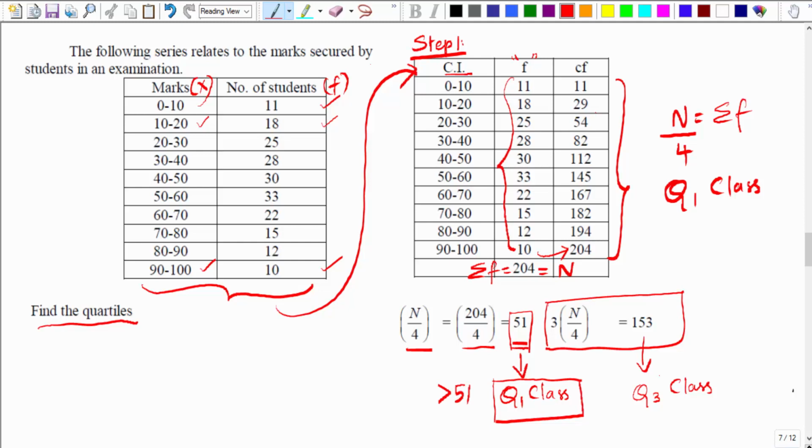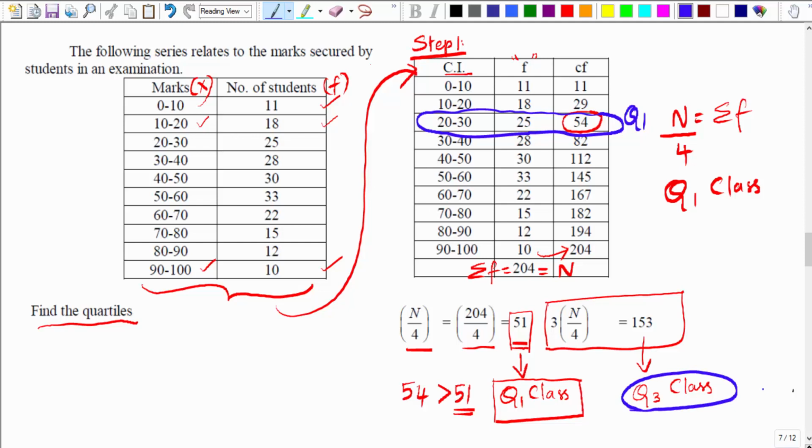If you notice here, you have the value 54, which is just greater than n by 4, 51. So we'll select this particular value. Let me just highlight this. We'll select this particular class as the quartile 1 class. Similarly, let's focus on Q3. The Q3 value is 153, so we have to select the value which is just greater than 153. Here you have the value 167, and 167 is greater than 153, so we can select this class.